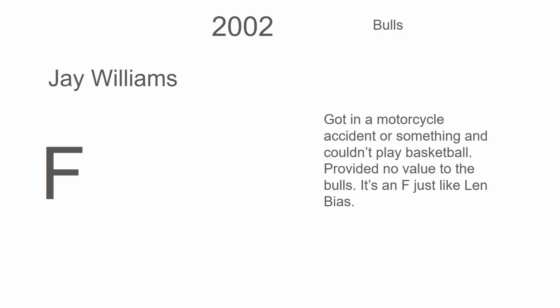2002, the Bulls selected Jay Williams, and I think this story is somewhat famous, but he got into a motorcycle accident, I think, and he only played 1 season in the NBA since he was crippled for the rest of his life. Not literally crippled, but he couldn't run or anything, so that's an F, same thing like Len Bias, can't play, provides no value.